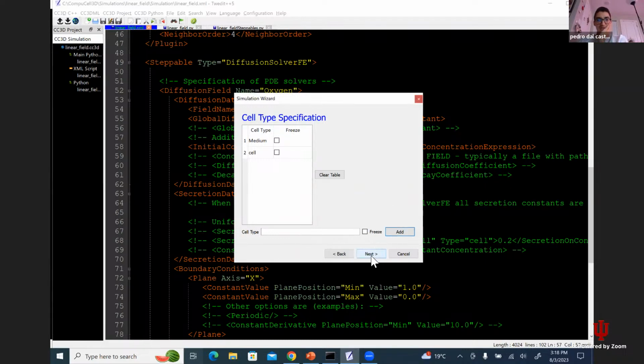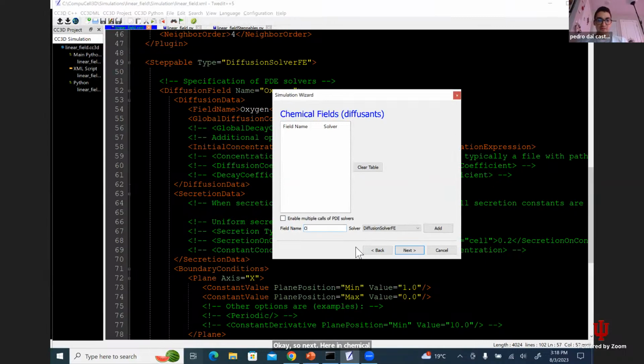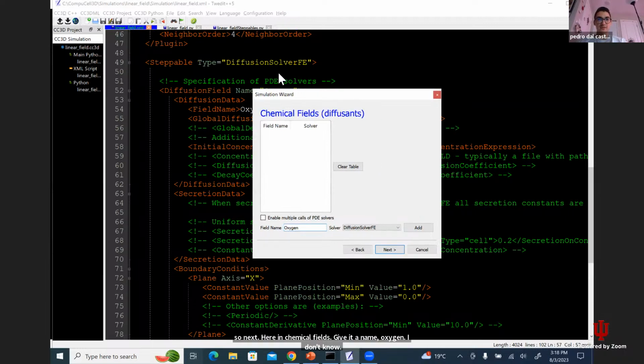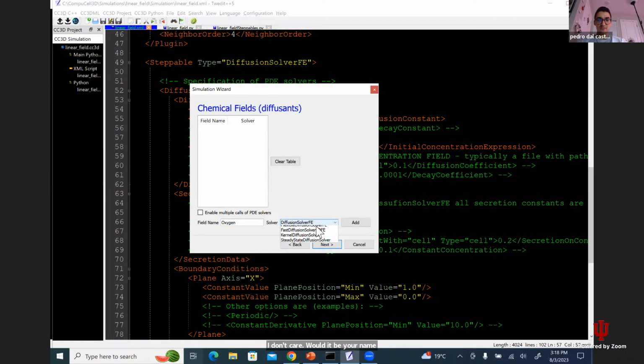Next, here in chemical fields, give it a name, oxygen, I don't care, whatever your name would be. Select your diffusion solver. There are plenty of options, but select diffusion solver FE. Then you hit add. So you see your field name and the diffusion solver in the list. All right.